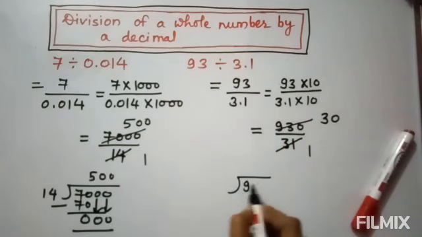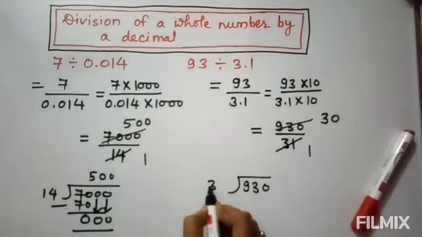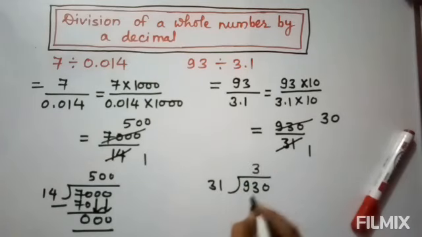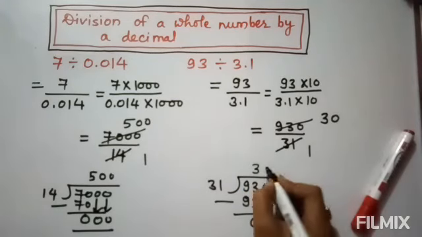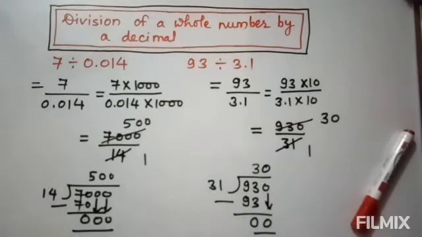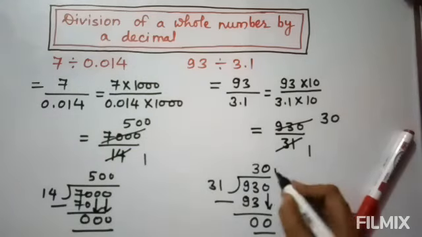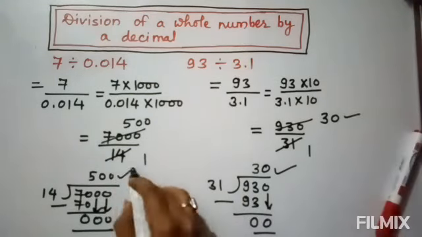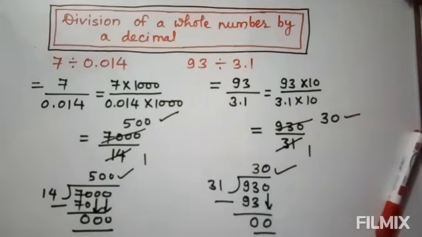If you are not able to divide like this, you have to divide using the long division method. 31 3 ja 93. Subtract, and the 0 remainder will come directly into the quotient. This will be our answer. 30 is the answer of this question.